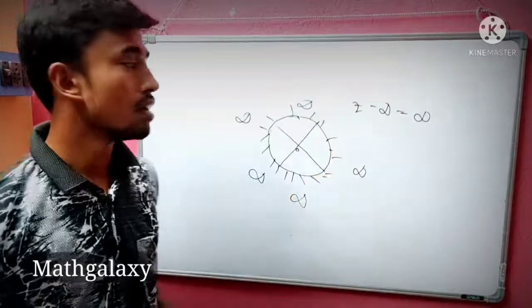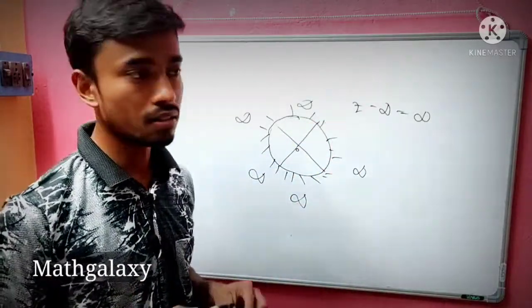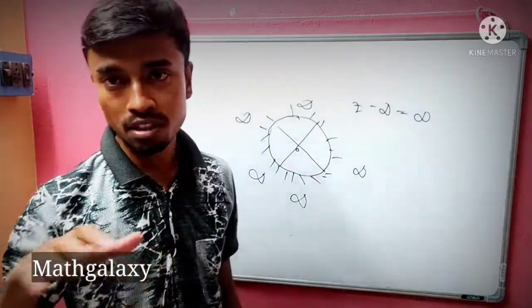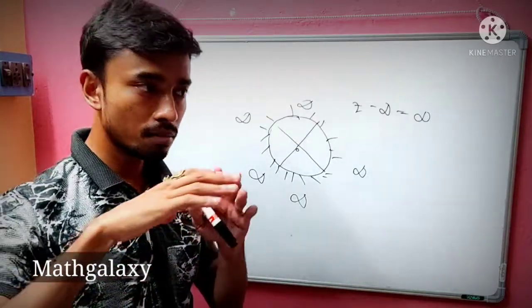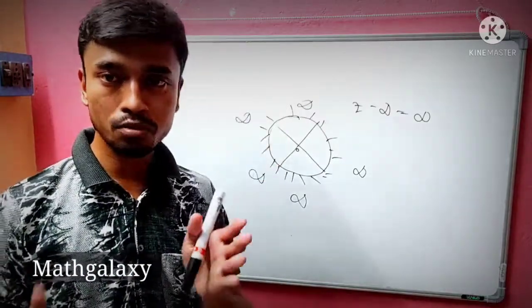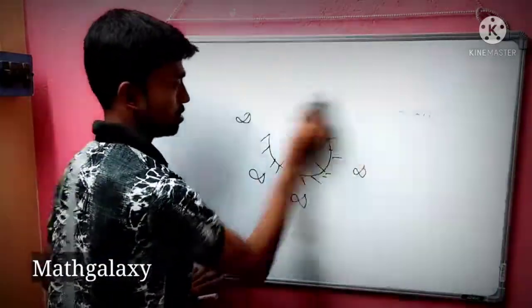So that's the problem. And for that problem, in stereographic projection, we can visualize the complex plane in a bounded region. Because our mind can only think up to some level. After that, we cannot think. So that's the problem. Got it?